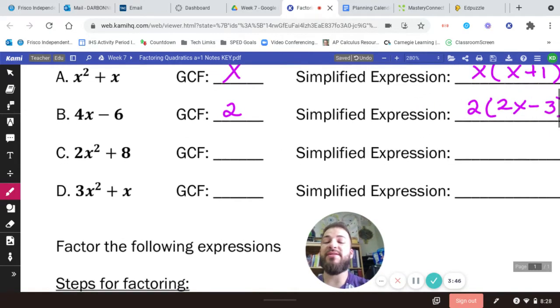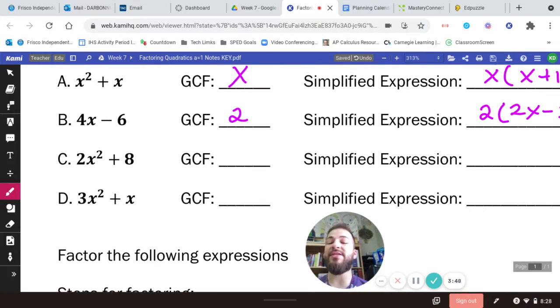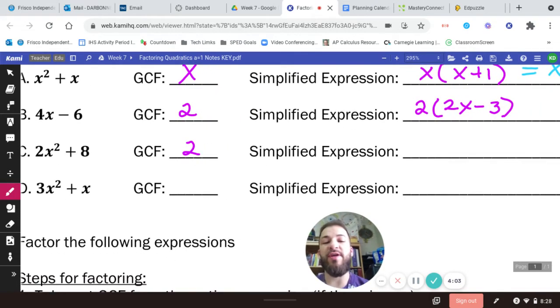Okay, part C, 2x squared plus 8. So once again, we do not have x's in both of these, so x is not going to be a part of it. But 2 and 8 are both divisible by 2, and since one of them is 2, I can't go any higher than 2. So my GCF once again would be 2, which would make our simplified expression 2 on the outside. 2x squared divided by 2 would just be x squared. 8 divided by 2 would be 4.